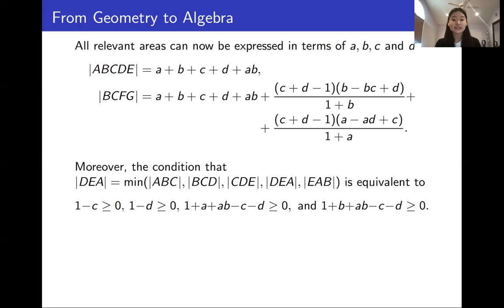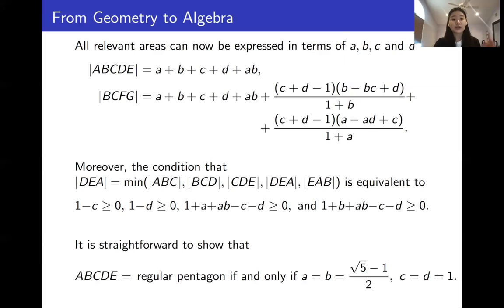Moreover, the assumption that DEA is the smallest triangle gives us four inequalities listed here. It is also straightforward to show that ABCDE is a regular pentagon if and only if a and b equal (√5 + 1)/2, which is the golden ratio, and c and d equal 1.